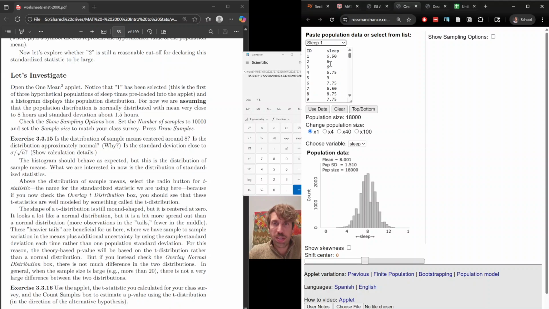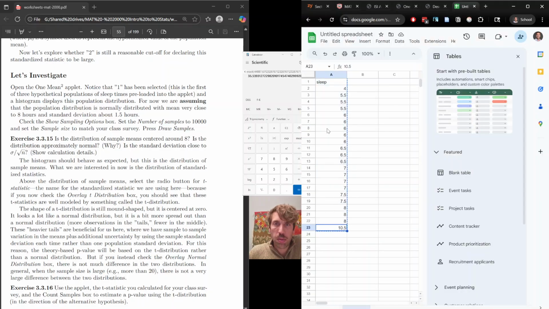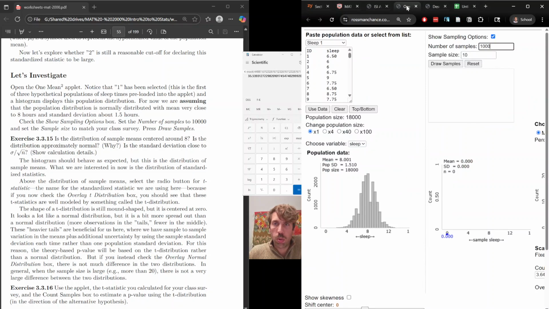Okay, so check the show sampling options. So stay with this data, not our data for right now. Show sampling options. Set the number of samples to 1,000. And then the sample size to our sample size. So my sample size is basically 22, so I'm going to use 22. But your class might be different size. Okay. And then press draw samples.